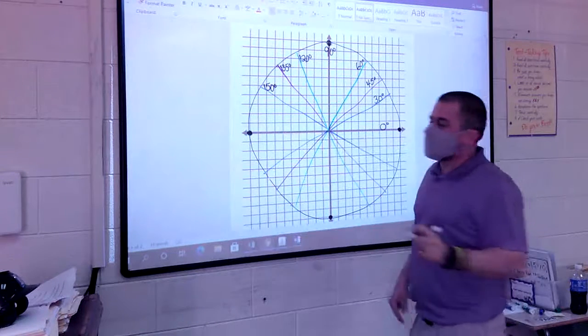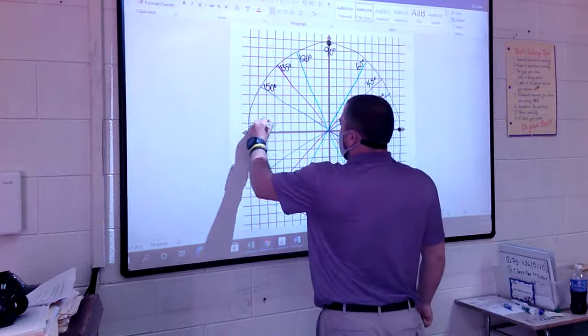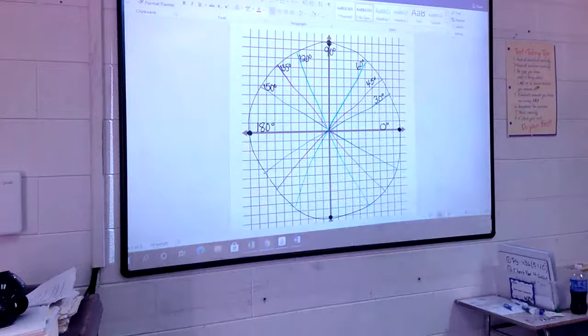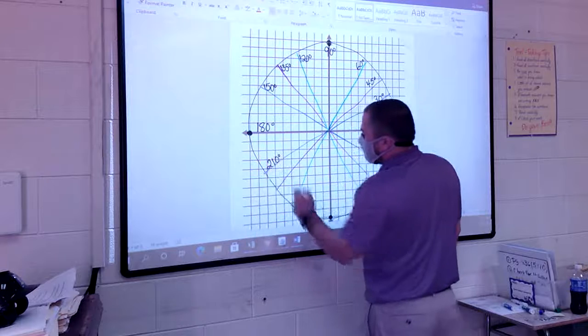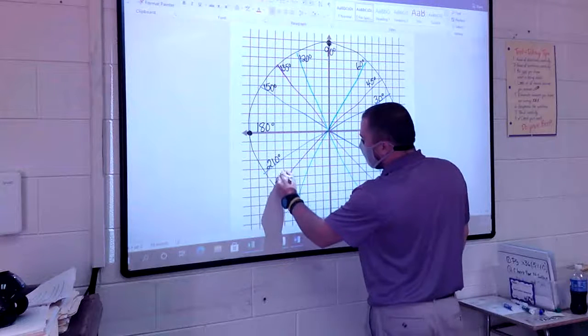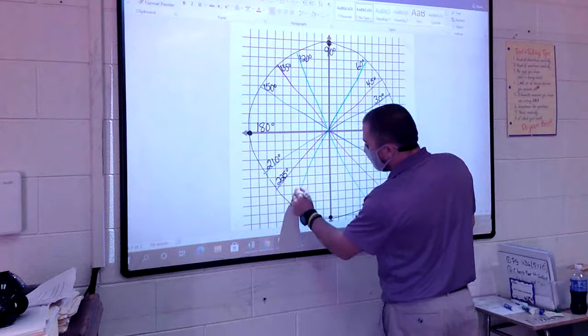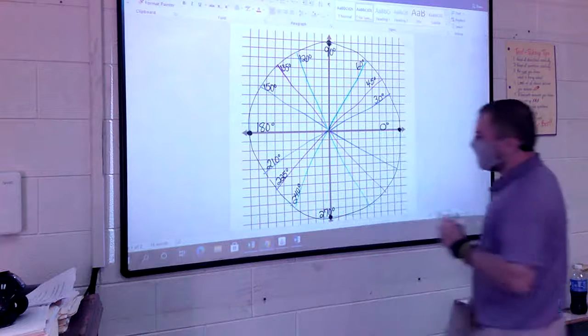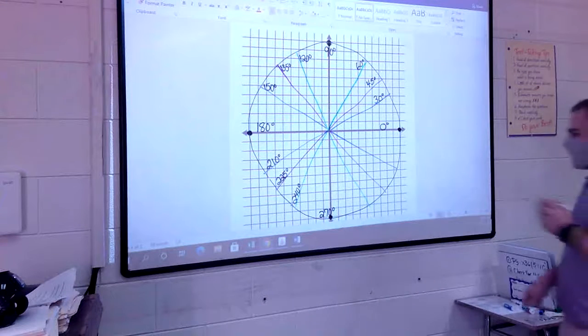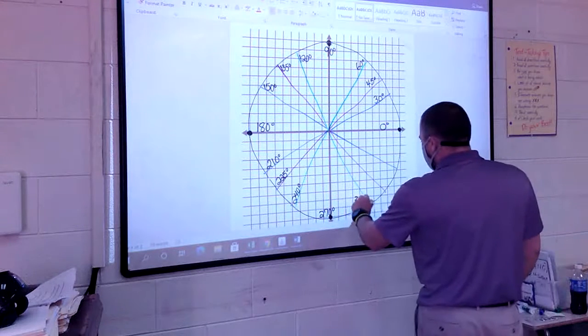Halfway through the circle will put us at 180 degrees. Now we've done the whole top half of the circle. If you notice the pattern, it's 30, 15, 15, 30. 30, 15, 15, 30. That's how it's working. So 30 more than 180 puts us at 210 degrees. 15 more is 225. 15 more is 240. And then 30 more down here, we would be at 270 degrees. 30 more puts us at 300.